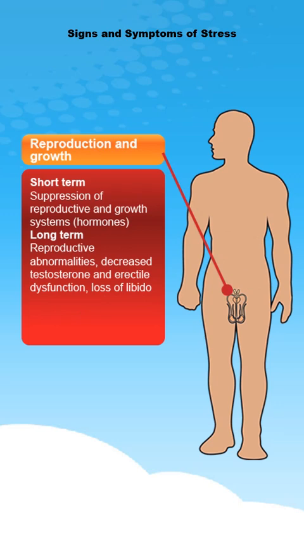Reproduction and growth. The short-term issues can include suppression of reproductive and growth systems. Long-term issues can include reproductive abnormalities, decreased testosterone, and erectile dysfunction, and also loss of libido.